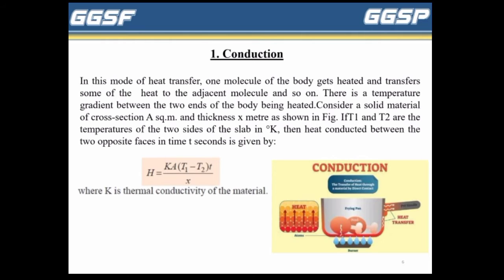Consider a solid material of cross section A square meter and thickness x meter as shown in the figure. If T1 and T2 are the temperatures of the two sides of the slab in degrees K, and K is the thermal conductivity of the material, then the heat conducted between the two opposite faces in time t seconds is given by H = K A (T1 - T2) t / x, where K is the thermal conductivity of the material, A is the cross section in square meter, T1 and T2 are the temperatures of the two sides of the slab, t is time, and x is the thickness in meters.